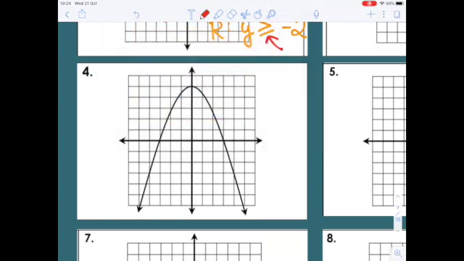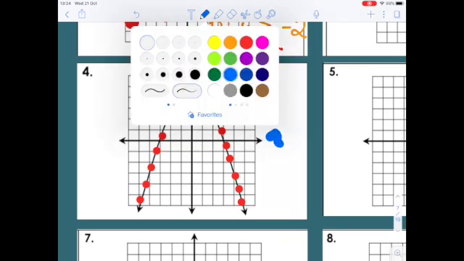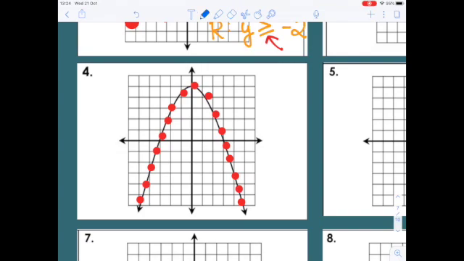Number 4. Number 4, once again, let's imagine our points. So I have my points over here. Imagine they're going to go to my x-axis. In this case, these would go down, and these would go up. So hopefully you can see that my domain is all real numbers.